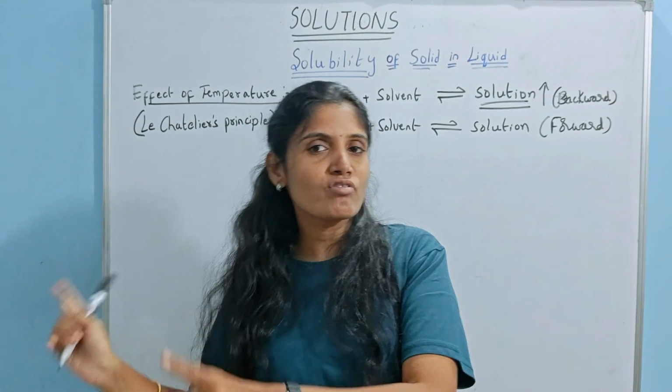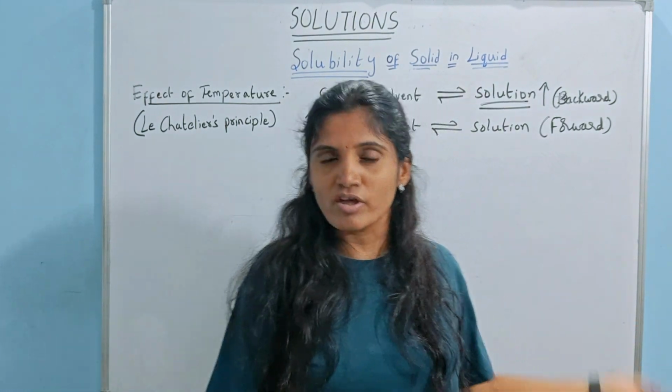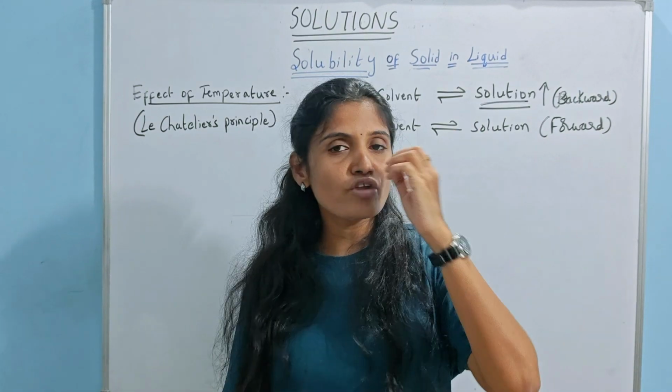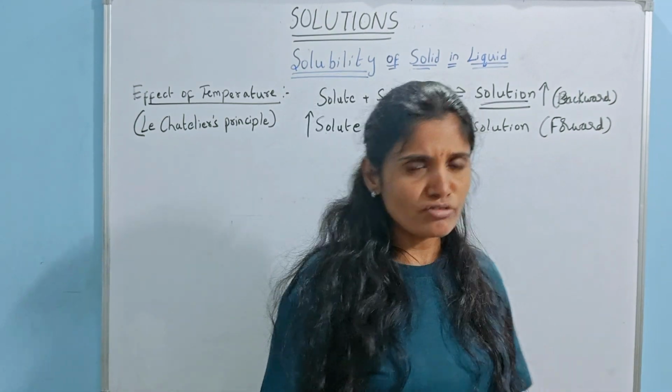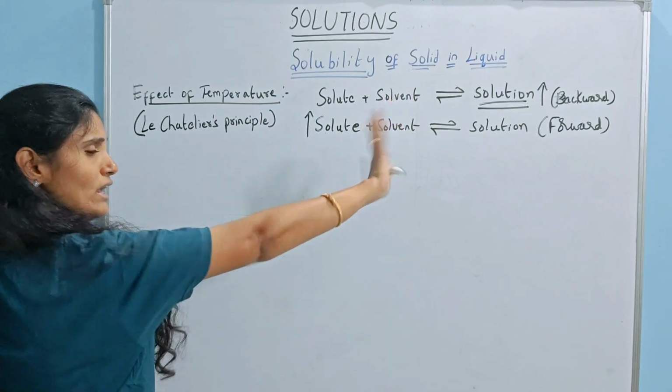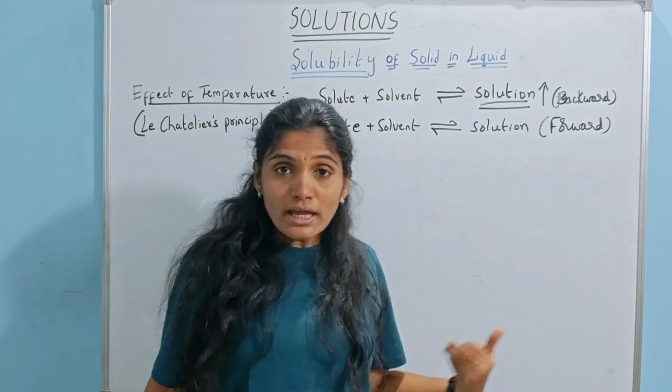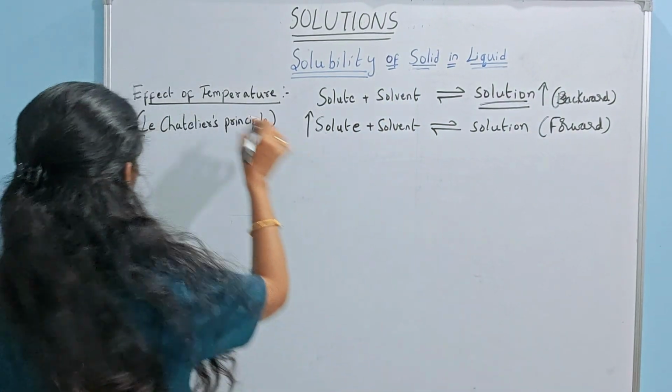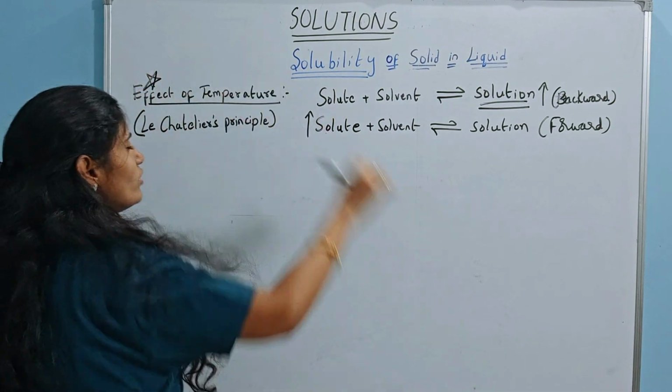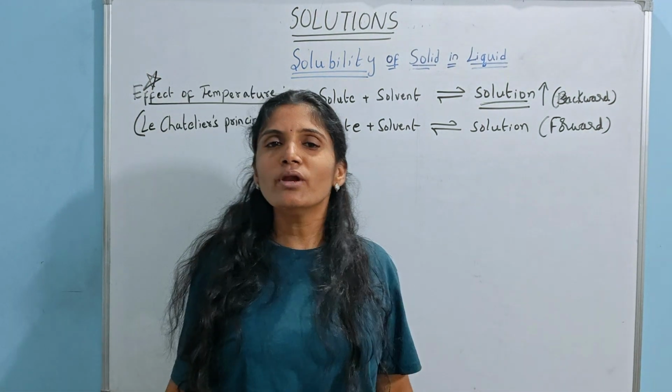Ultimately, it will try its level best so that the reaction maintains the dynamic equilibrium where the rate of forward reaction is equal to the rate of backward reaction. Here, the rate of dissolution should be equal to the rate of crystallization. This I have talked in general in terms of amount. Here our focus is on talking about the effect of temperature on the solubility.